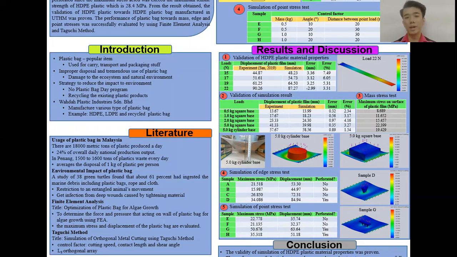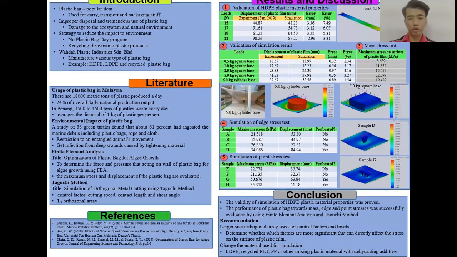Also, Wada Plastic Industries Sdn Bhd is the company that has the problem with the strength of the plastic bag, and this company manufactures various types of plastic bags, for example HDPE, LDPE, and recycled plastic bags. So, continue to the literature.